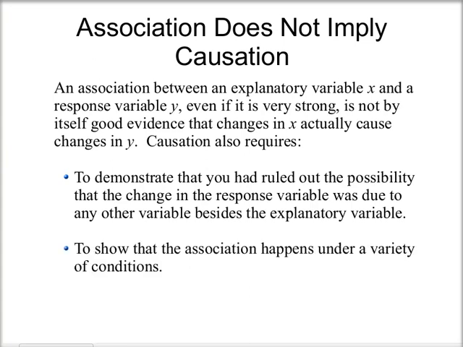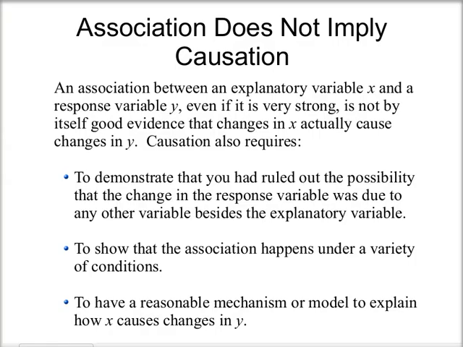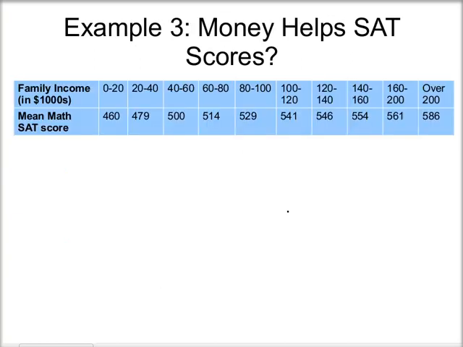And we need to show that the association happens under a variety of conditions, and that we've got a reasonable mechanism or model to explain how x causes the changes in y. So let's look at some examples where correlation does not imply causation.